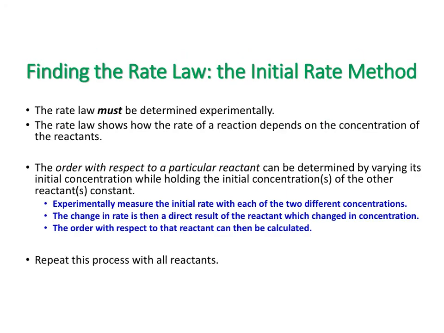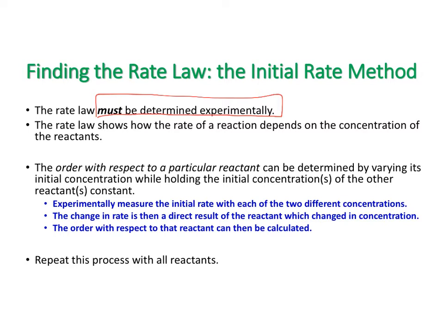So how do we find the rate law? We have a method called the initial rate method. First and foremost, this has to be determined experimentally. It's not something you can just somehow figure out or calculate from something else. You need to determine this experimentally. So you need to do experiments, collect data, and then from there you can figure it out.